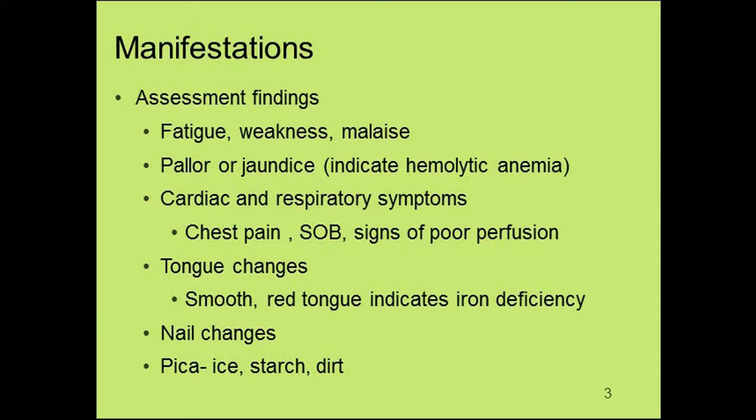tongue changes. In our iron deficiency anemias, we see that the tongue can become very smooth and red. Nails can become brittle. The patient might develop pica, an abnormal craving for strange things: ice, dirt, starches, just all kinds of strange things that the patient will crave when they are iron deficient.